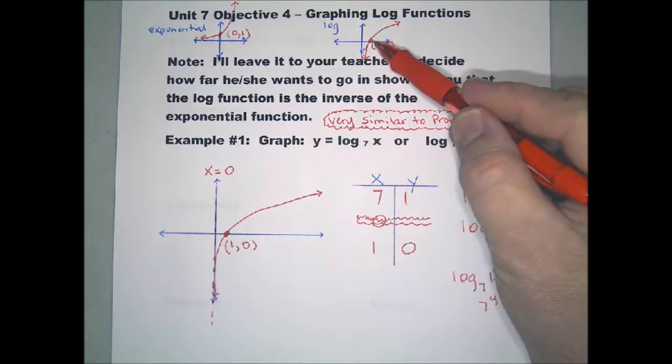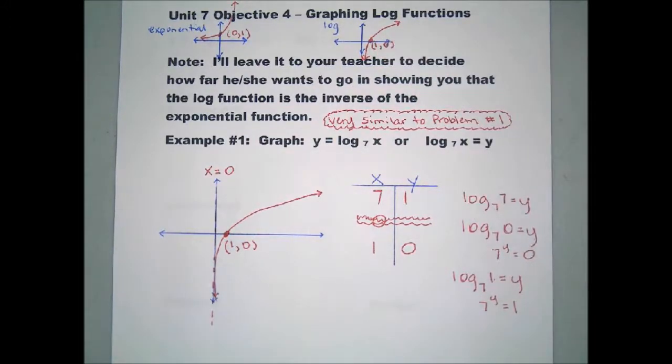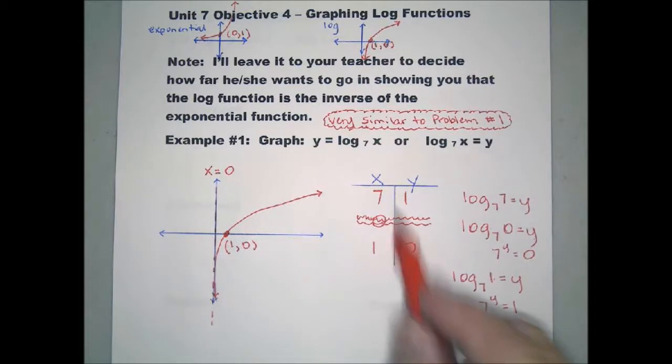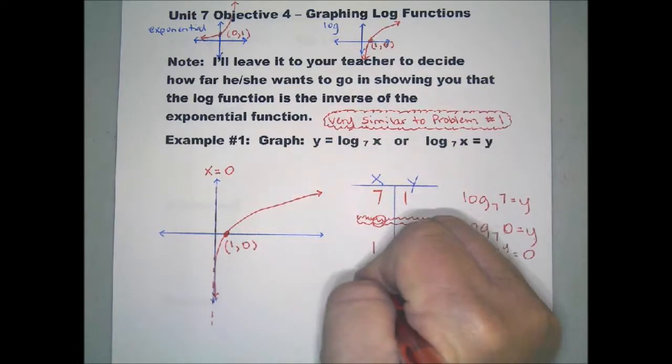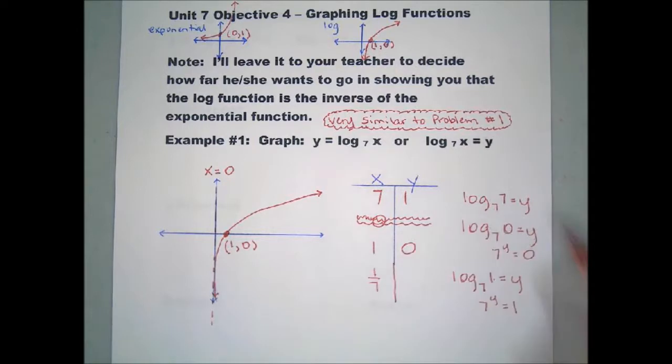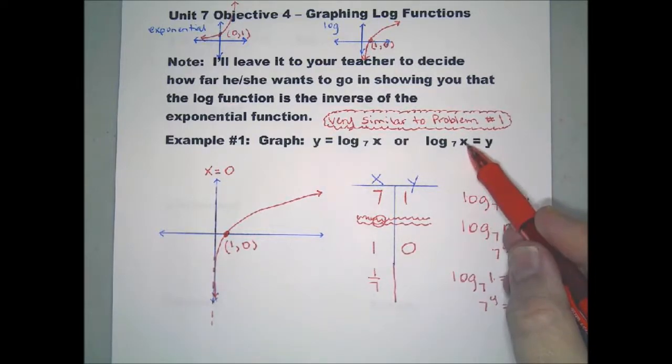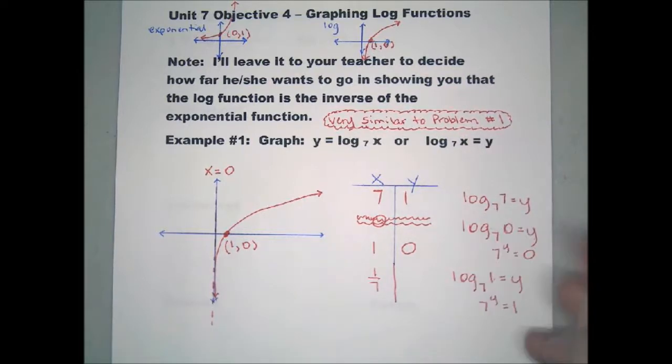Okay. And remember, that's the one I showed you up here on the parent graph before we did any shifting, because there's no shifting here at all. I'm going to do another one after this that has some shifting. Now, the other nice point would be 1/7. I'm going to plug the number 1/7 right in there for x. So the equation would be saying log base 7 of 1/7 equals y.